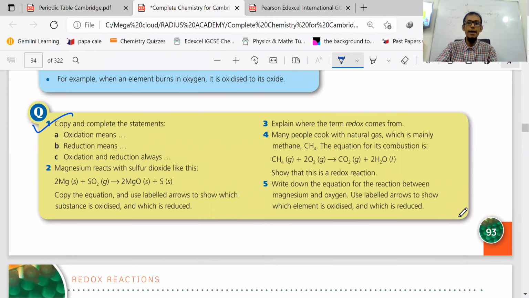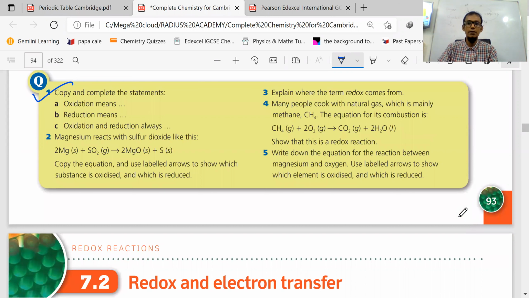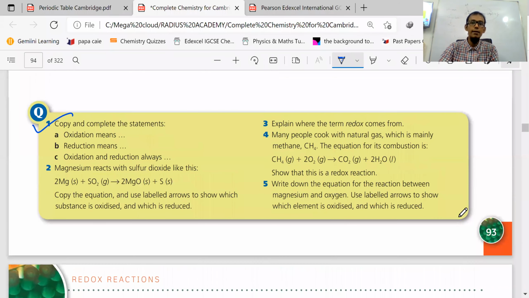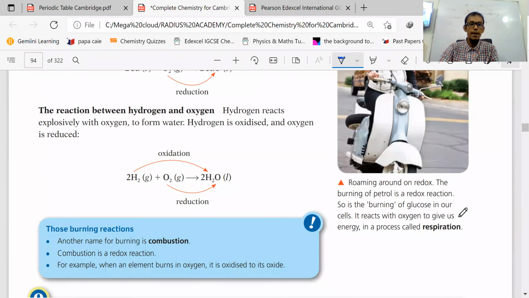And number 5: write down the equation for the reaction between magnesium and oxygen. Use labeled arrows to show which element is oxidized and which is reduced. I think you can easily do it. See, if you look at this reaction, hydrogen is burning in oxygen to form water. Hydrogen is a very good fuel. Why? Hydrogen gas is a very good fuel.